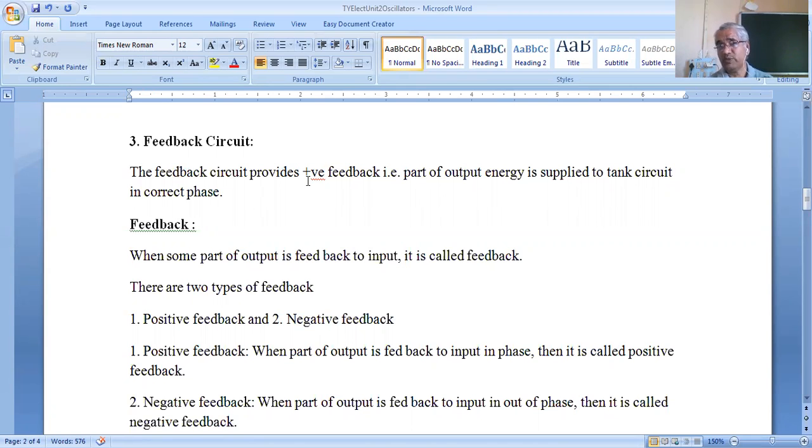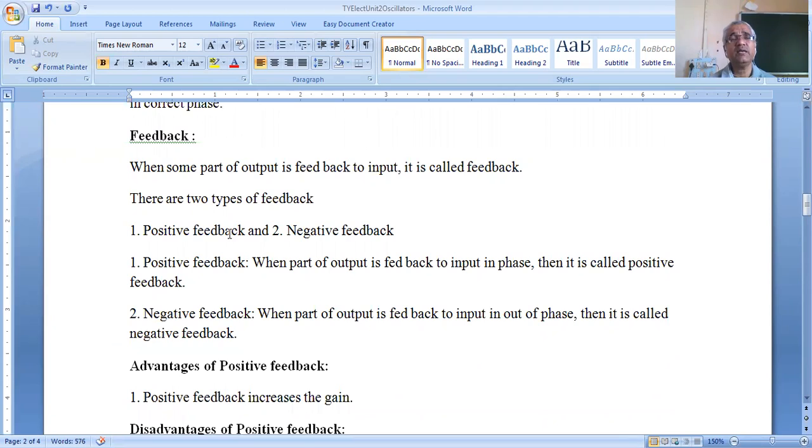The part of the output energy that we take should be in phase with the tank circuit. So the phase of the tank circuit must be matched correctly, and then we call that feedback circuit positive feedback. All right. Now what is feedback? Feedback. So the simple definition of feedback is when some part of output is fed back to input, it is called feedback.